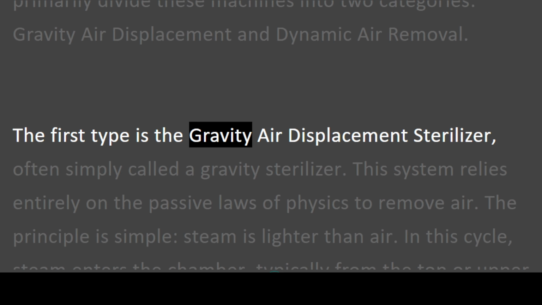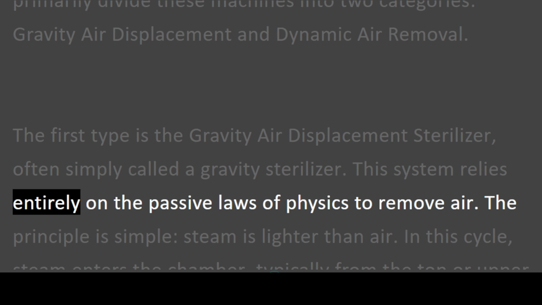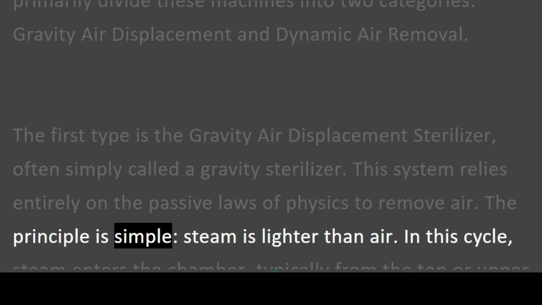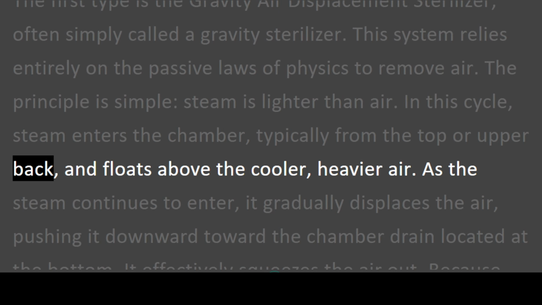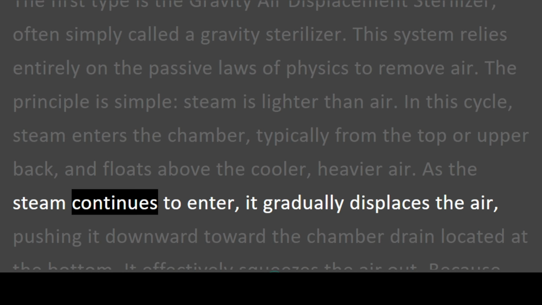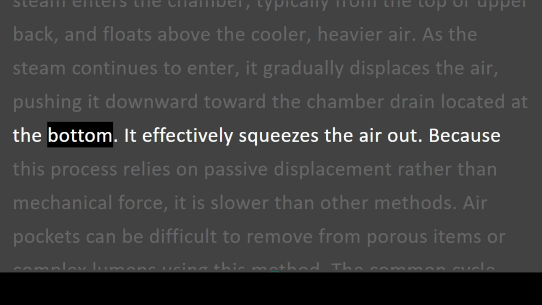The first type is the gravity air displacement sterilizer, often simply called a gravity sterilizer. This system relies entirely on the passive laws of physics to remove air. The principle is simple: steam is lighter than air. In this cycle, steam enters the chamber, typically from the top or upper back, and floats above the cooler, heavier air. As the steam continues to enter, it gradually displaces the air, pushing it downward toward the chamber drain located at the bottom. It effectively squeezes the air out.